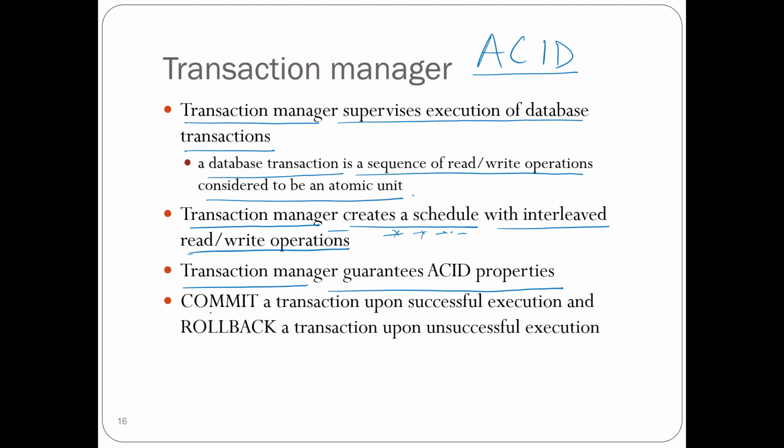Now, if the transaction is successful, then commit. So the transaction manager will commit a transaction upon successful execution and will issue a rollback if the transaction was unsuccessful. If it succeeded, good, we will register the changes brought about by the transaction. If it was not successful, then we'll have to roll back to the previous situation.